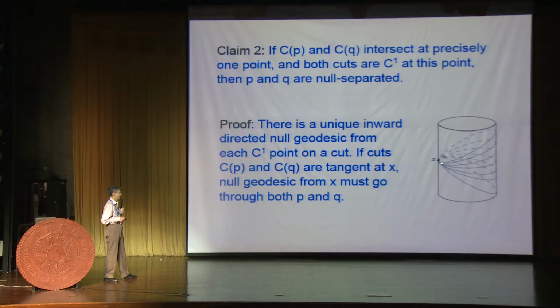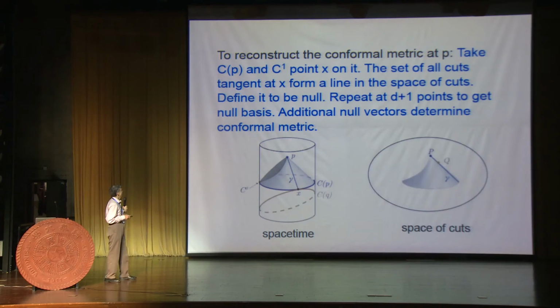So now we're going to combine these two results I just mentioned and reconstruct the conformal metric just from the location of the cuts. On the left, I have a picture of space-time. On the right, I have a space of cuts. So we start in space-time with a bulk point P, and we have this cut C of P. Now, in general, there can be caustics, and so there could be a point here where two null geodesics from P meet up, and so that's a non-differentiable point C0. But we're going to avoid that. We're going to look at a smooth point X.